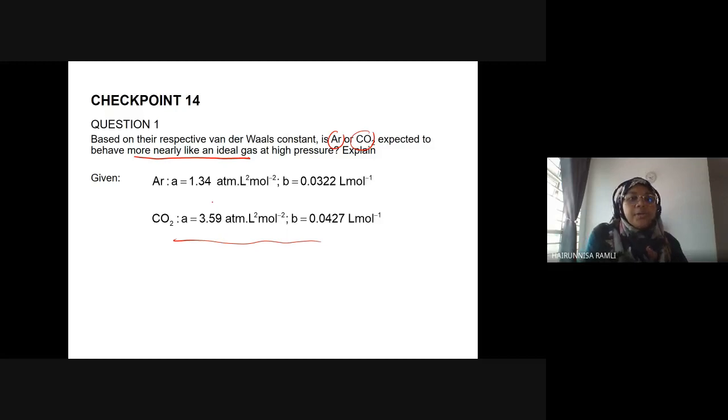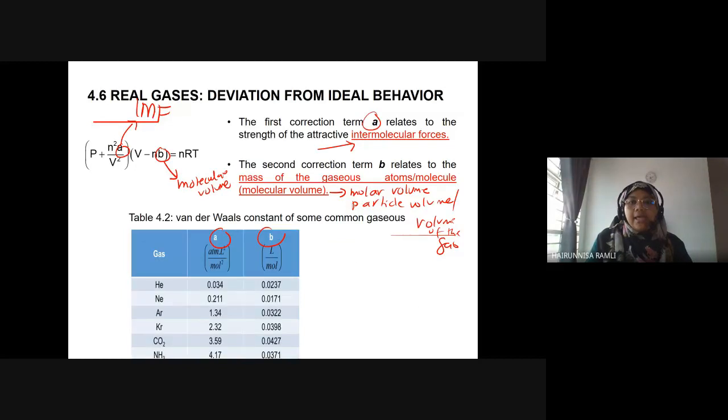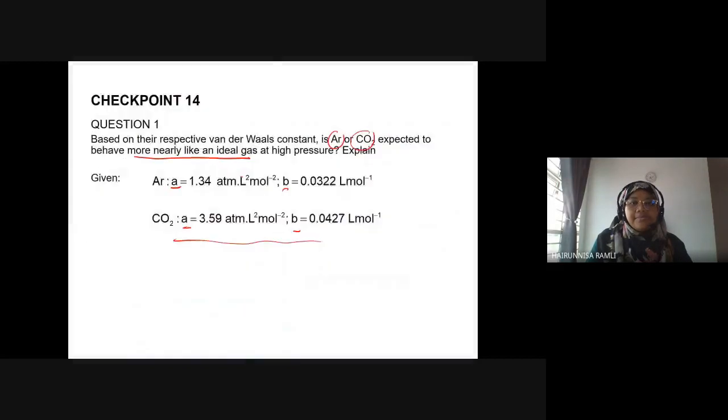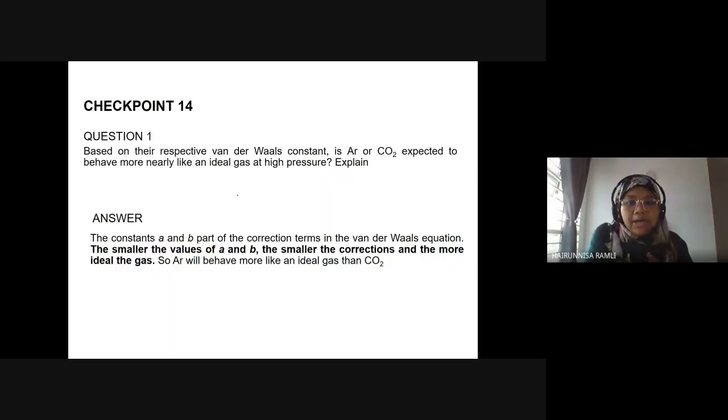Okay, so jangan panik. Okay, kalau you tengok kat sini, kita ada constant value A and B kan? Remember, A tadi dalam slide yang ni kita mention A is related to intermolecular forces. This one is for IMF and B is for molecular volume. Correction. Okay, for both lah. Okay. So, tetap tak, bila ada information ni tetap tak menjawab juga. Which one is behave more nearly like ideal gas kan? So, bila kita tengok kat sini, okay, this one eh, tengok jawapan ni.